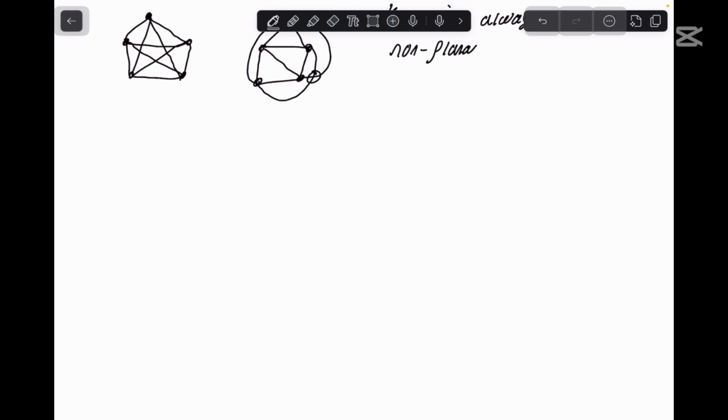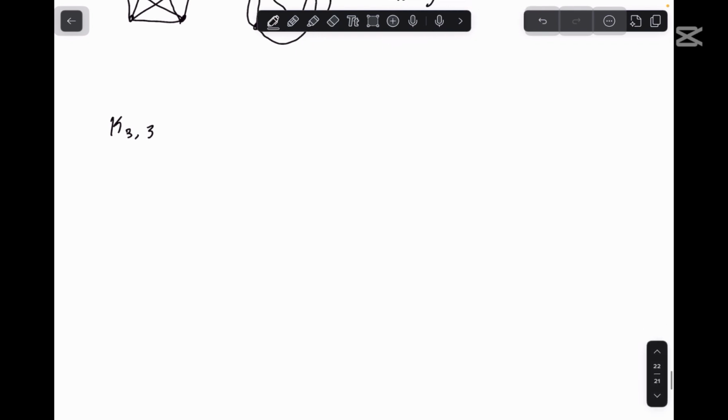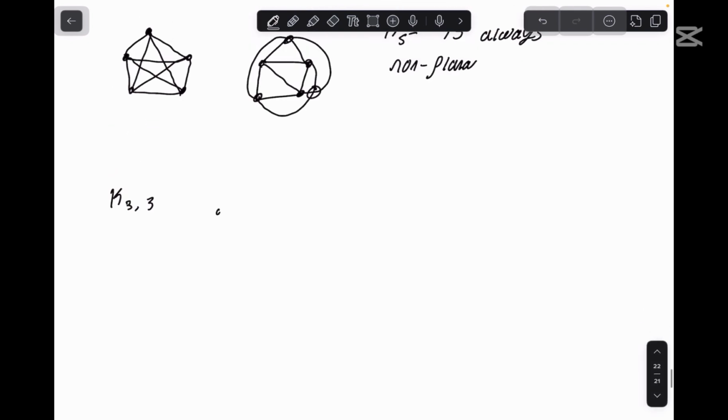Okay, let's look at the complete bipartite graph with 2 groups of 3 vertices, which can be drawn like so. As we can see, this graph has a lot of intersection points, and it also cannot be drawn without intersection points.